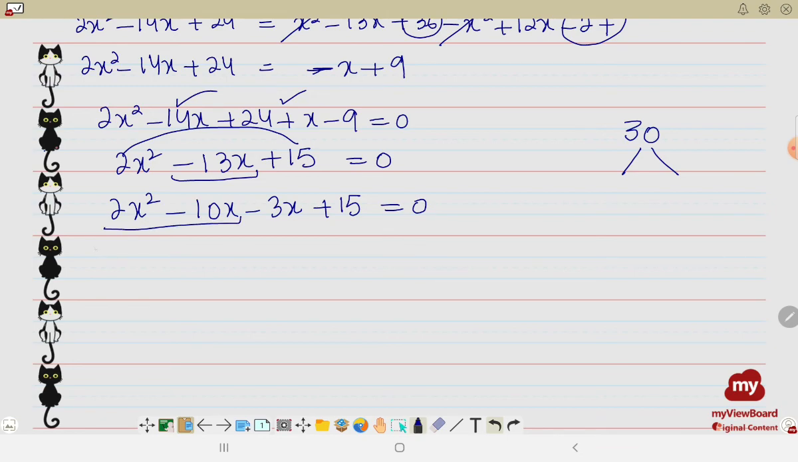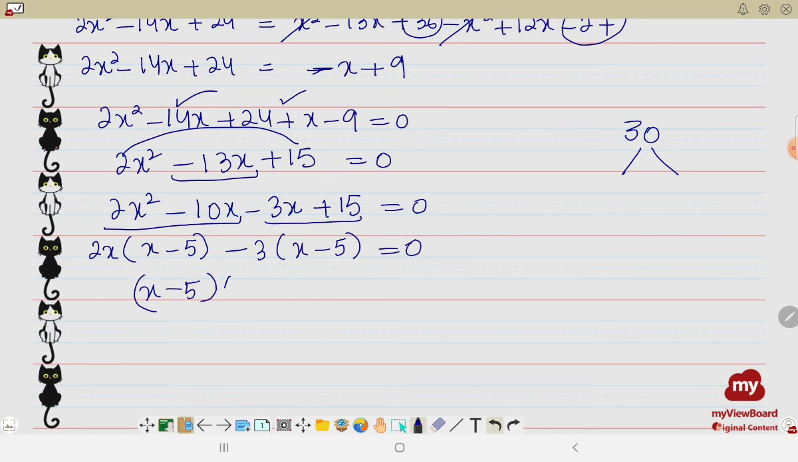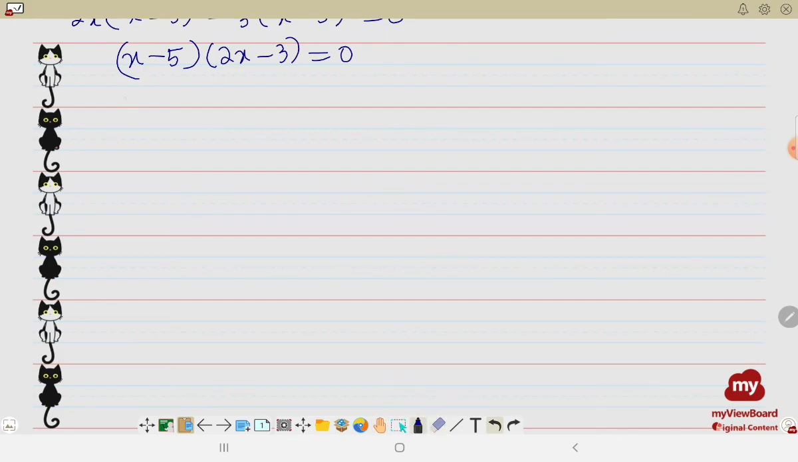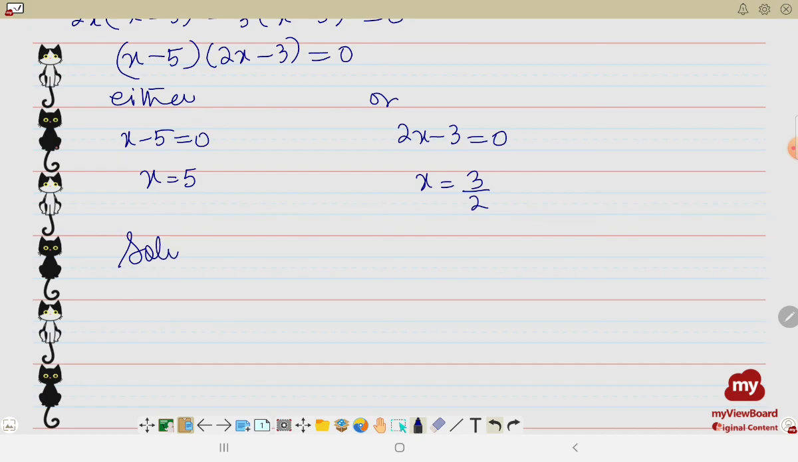Out of these four terms, in the first two terms, 2x can be taken as common, and out of the last two terms, 3 can be taken as common. And then x minus 5 and 2x minus 3 equals 0. So we got two factors. We'll equate these two factors one by one to 0. Either x minus 5 equals 0 or 2x minus 3 equals 0. Here we'll get x equal to 5, and here we'll get x equal to 3 by 2. So at the end you have to write down the solution set, which is {3/2, 5}.